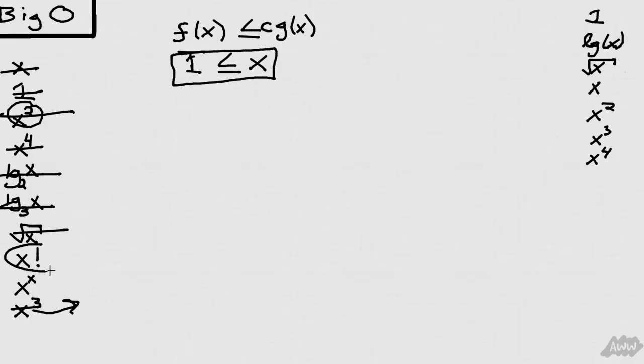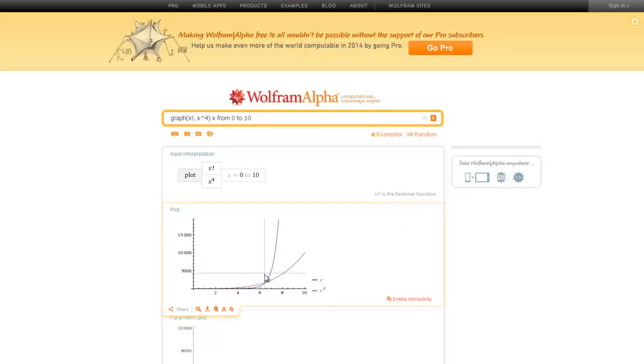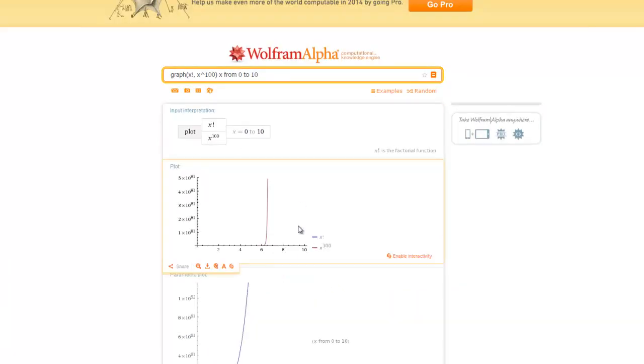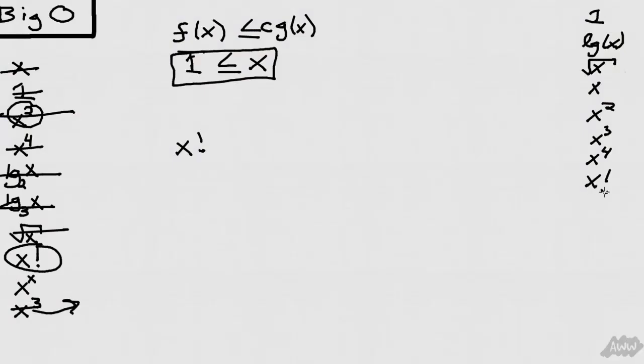Now, what we want to know is x factorial. Is that greater than x to any constant power? The easiest way is to graph this. When we graph it, we see that x factorial does grow much faster than x to the fourth. But what if we made x to the fourth a really high power? On this graph, it looks like x to the 100th just overtakes x factorial. But if we increase the range, we'll see that eventually x factorial gets much larger than x to the 100th. X factorial will always be larger than x to any constant. So x factorial is so far our largest.